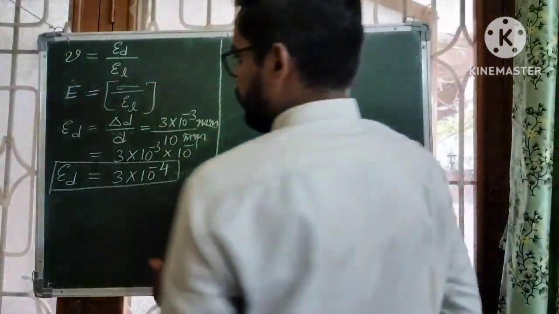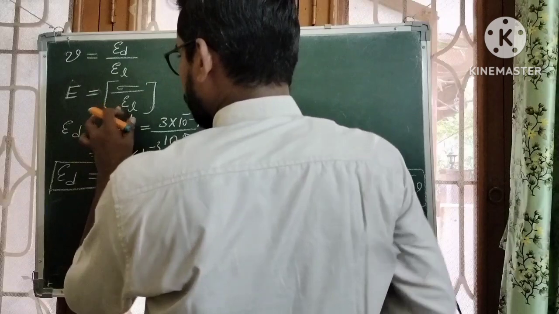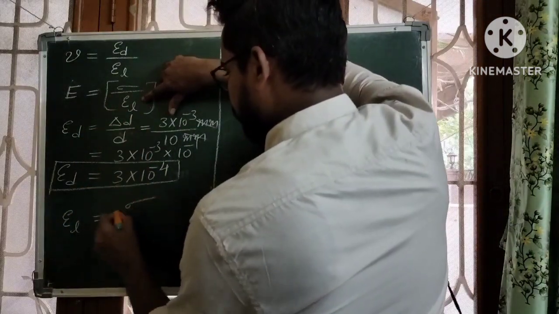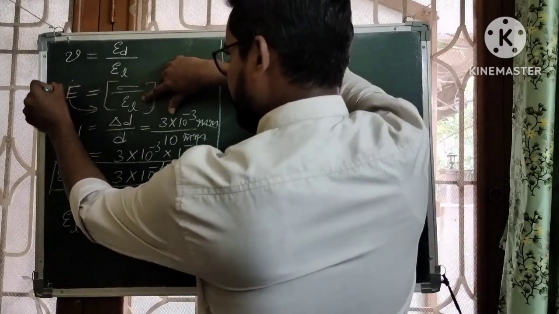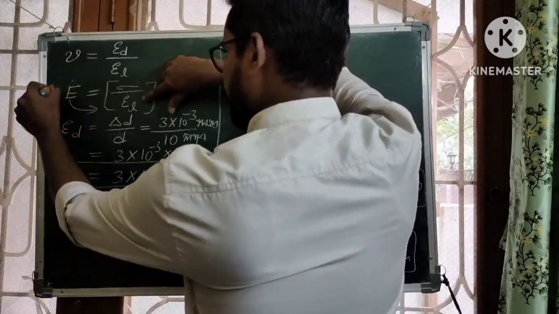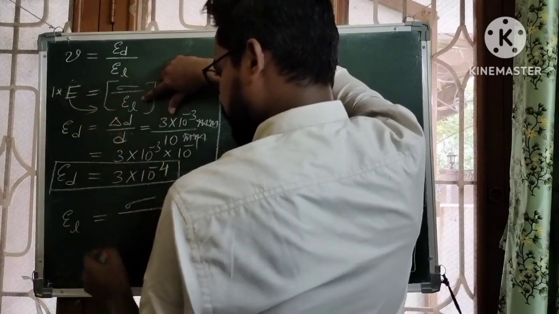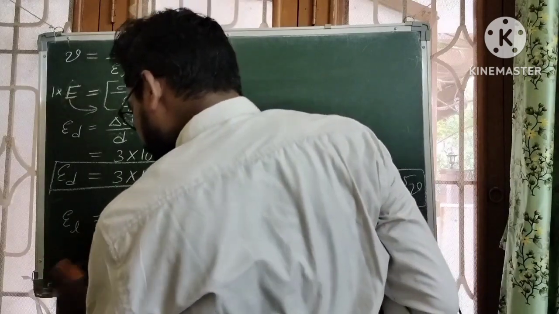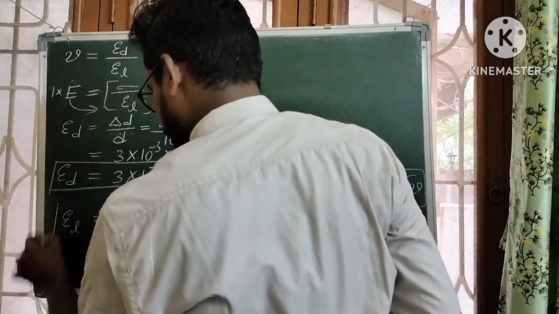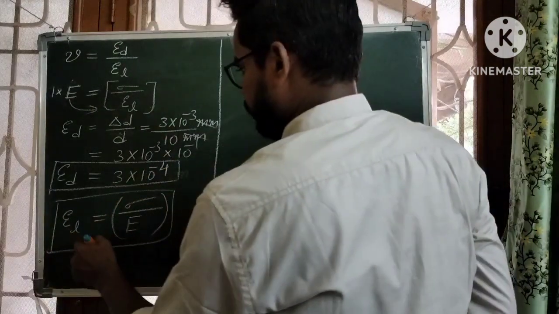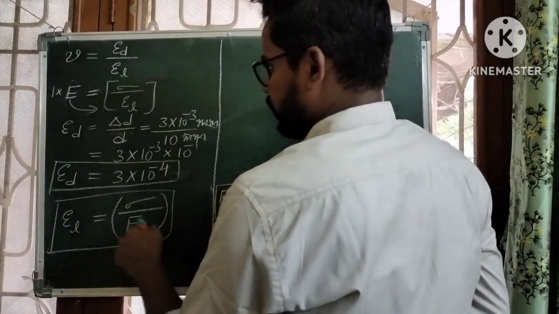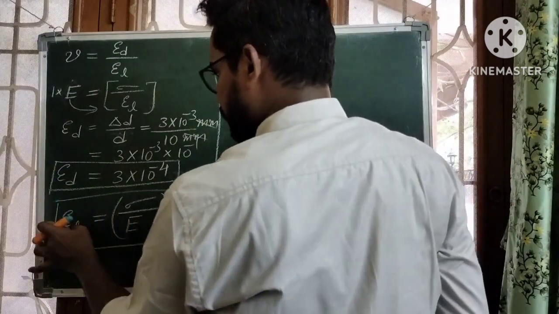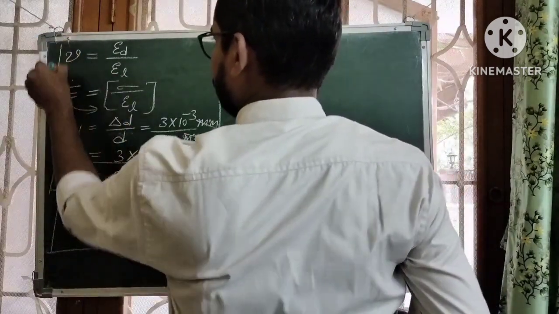Next, what about longitudinal strain? From this formula, longitudinal strain can be written as sigma by E. Here you can take the coefficient as 1, with E transposed, so multiplication becomes division, sigma by E. So what is sigma? Before that, we have epsilon L is equal to sigma by E, and here we have epsilon d equal to 3 into 10 to the power of minus 4. Substitute epsilon d and epsilon L in this formula.